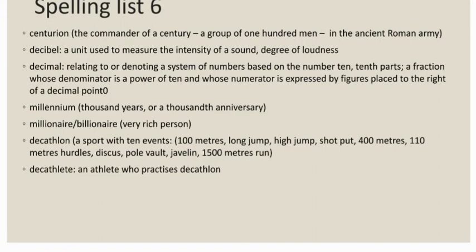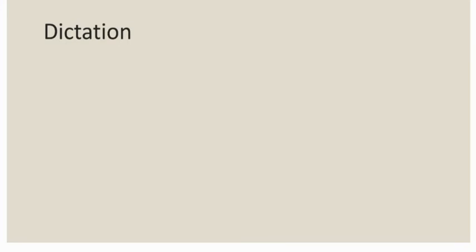Millennium, which means 1,000 years or the 1,000th anniversary. Millionaire or billionaire, meaning they are very rich. Decathlon, a sport with 10 events, and you can read the events, of course, I've written them down for you. And decathlete, an athlete who practices decathlon. All right, so we are going to skip exercises and move directly to dictation.